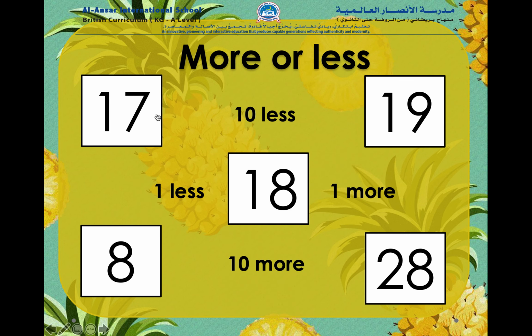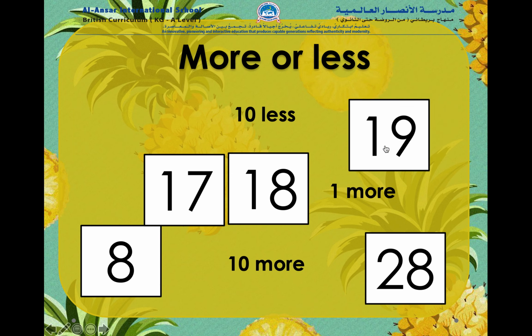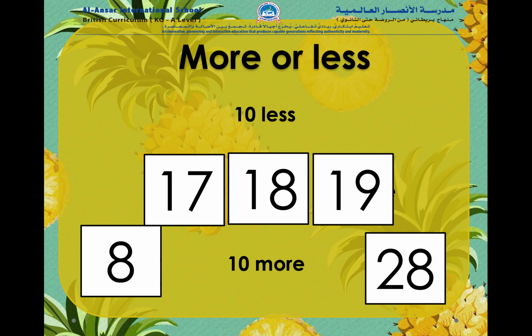Here we have the numbers 17, 8, 19, and 28. But we need to find all these numbers related to the number 18. Let us start with the number that is 1 less than 18. So here we're going to count backwards one time. 18 and backwards 1 is, if you've guessed that it's 17, amazing. Now let's look at what is 1 more than the number 18. If you've guessed that the number is 19, super job, amazing.